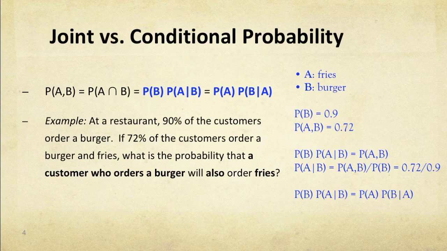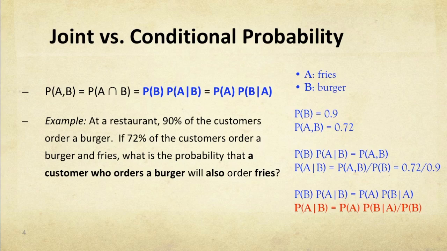This is also the joint probability, so these two will be the same. Now if we divide both sides of this formula by P(B), we get this formula in red: P(A given B) equals P(A) times P(B given A) divided by P(B).